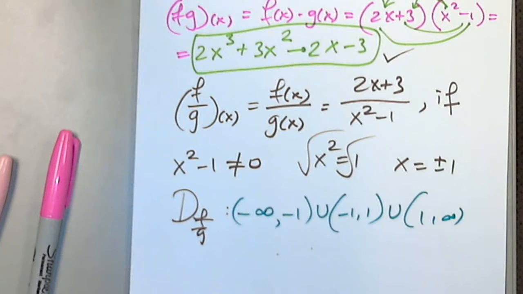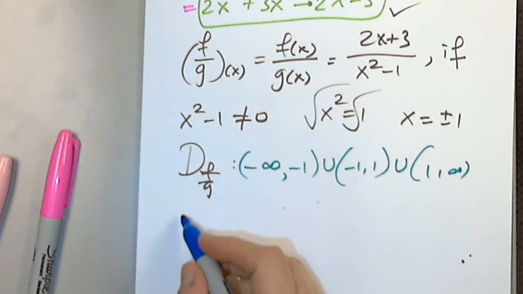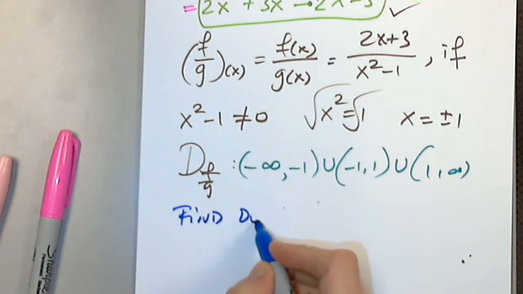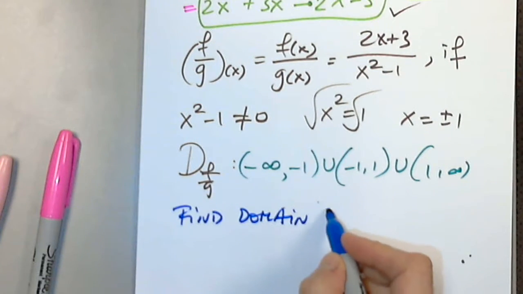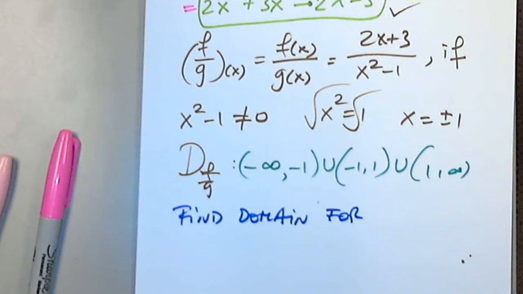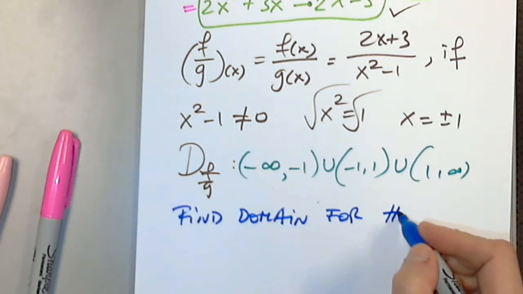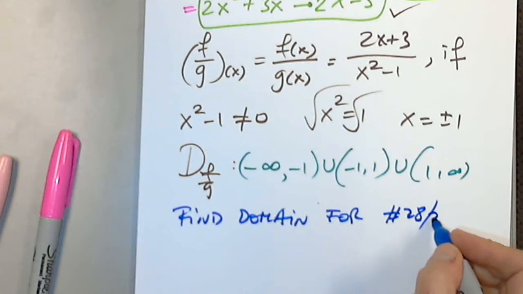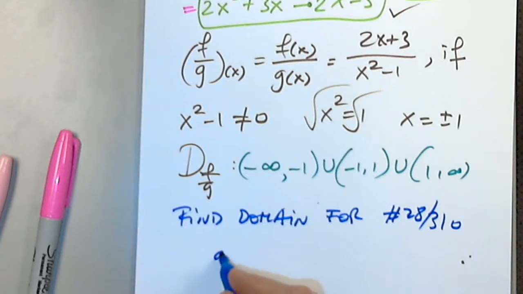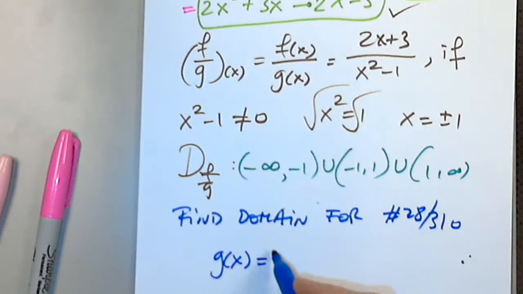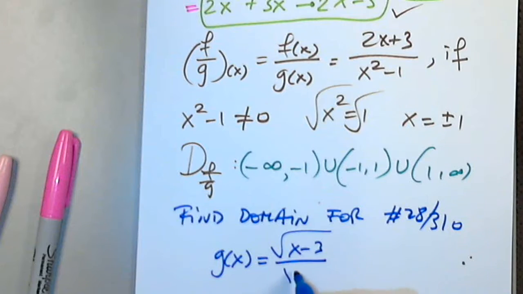Moving on. Let's look at finding the domain. Find the domain for, I'm going to select another function. Let's say 28. 28 on page 310. And the function is g of x equals the square root of x minus 3 over x minus 6.